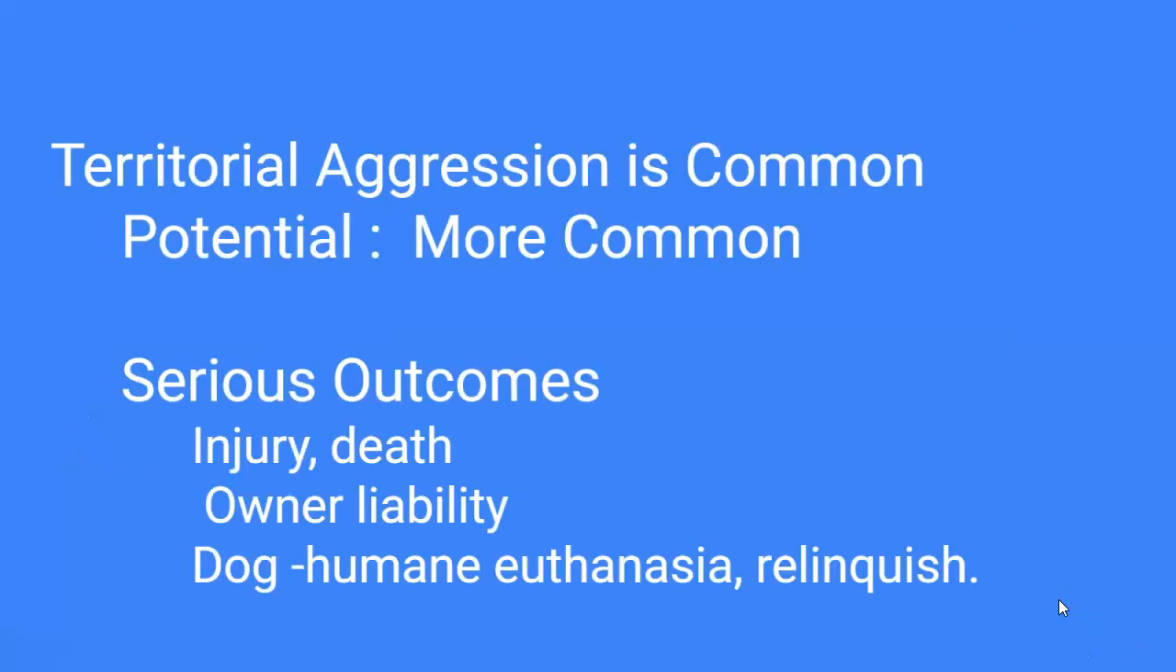So the real world applications: territorial aggression, and aggression of some kind, is common, and the implications of aggression are big. There's injury and death. I talked a little bit in the beginning about the amount of liability insurance that was paid 2 years ago, over $1 billion. So there are a lot of dog-related injuries. Dog-related injuries are a problem in our country.